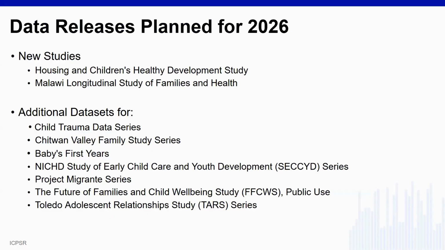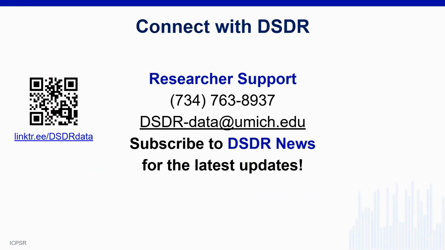We have some new data releases planned for 2026. So for new studies, we are looking forward to the Housing and Children's Healthy Development Study and the Malawi Longitudinal Study of Families and Health. And then we are looking forward to additional data sets for the Child Trauma Data Series, Chitwan Valley Family Study Series, Baby's First Years, the NICHD Study of Early Child Care and Youth Development Series, Project My Guarantee Series, the Future of Family and Child Wellbeing Study, that's the public use, and Toledo Adolescent Relationship Study Series. So we are very excited about lots of things. Next slide, please.